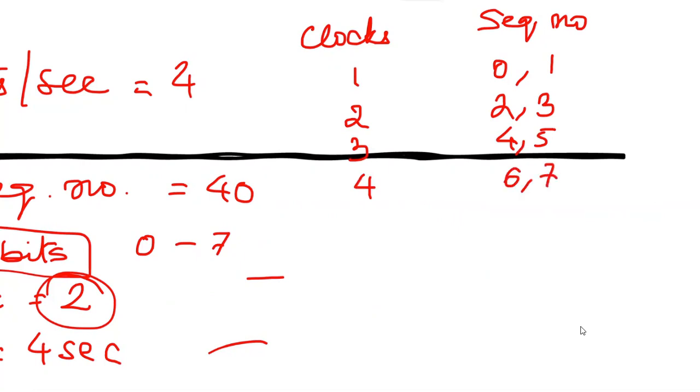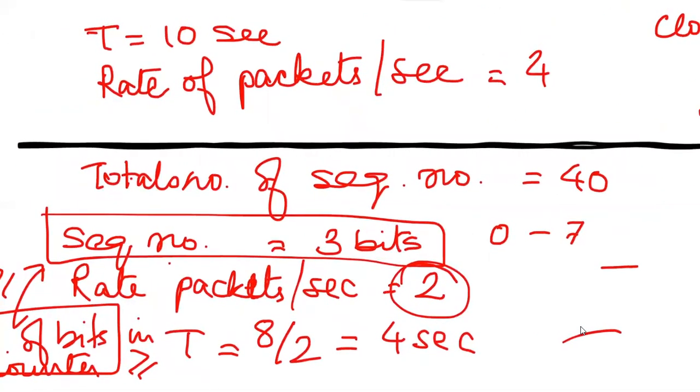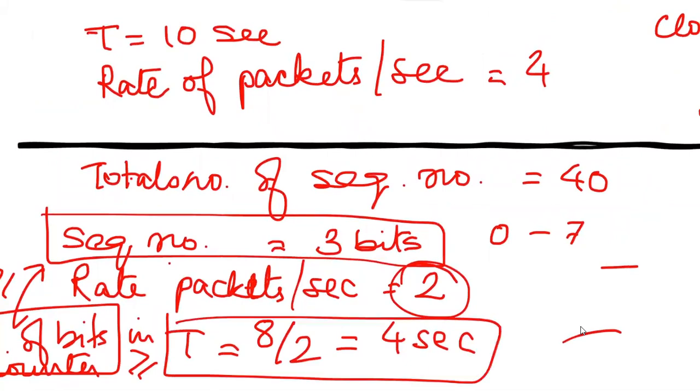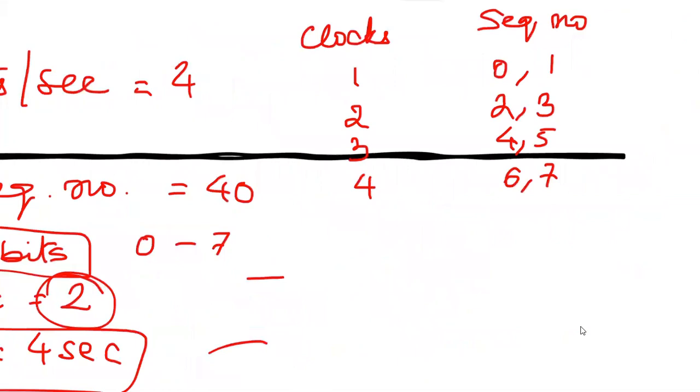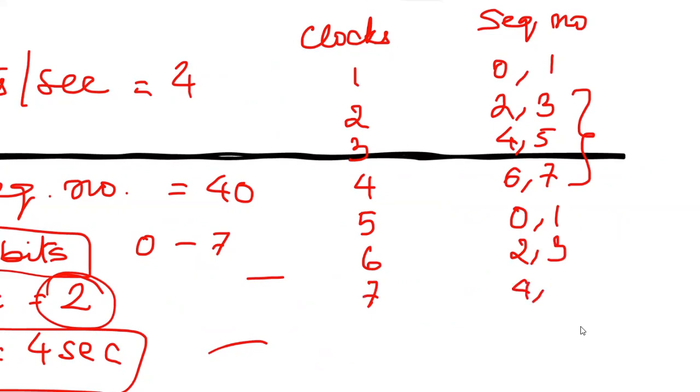Now remember, my T is 4 seconds. So from sending sequence numbers 0 and 1 in the first clock tick, 4 seconds after this only I can reuse the same sequence numbers. That means at clock tick 5, I can reuse 0, 1. Before that, I cannot reuse 0 and 1. Similarly, at 6, I can reuse 2, 3. At 7, I can reuse 4, 5, and so on.